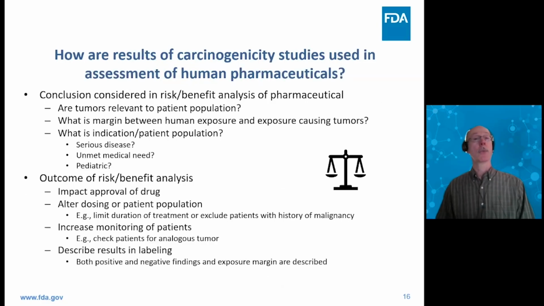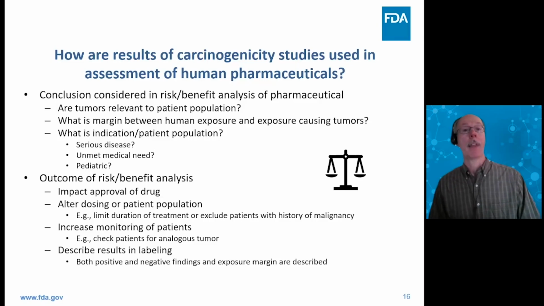So once the conclusion is reached as to whether there are drug-related tumors, that can be considered in the overall risk-benefit analysis of the pharmaceutical. So we ask questions like, are tumors relevant to the patient population? What's the margin between the human exposure and the exposure causing the tumors, or the exposure not causing the tumors? What's the indication in the patient population? Is this for a serious disease or an unmet medical need, in which case acceptable risk might be higher? Or is this primarily for a pediatric population, in which case the acceptable risk might be lower?